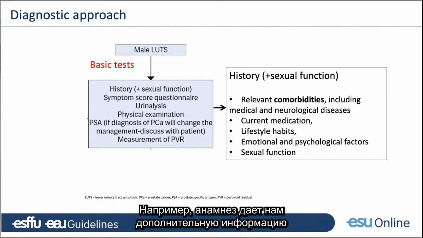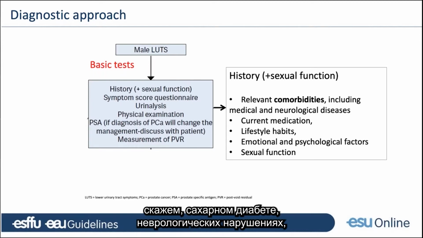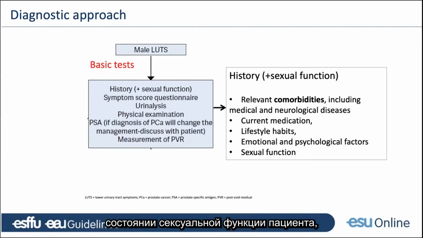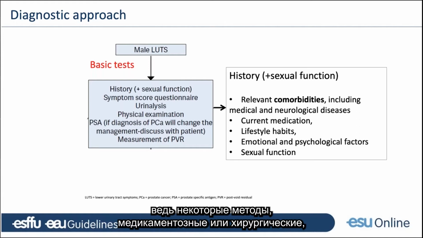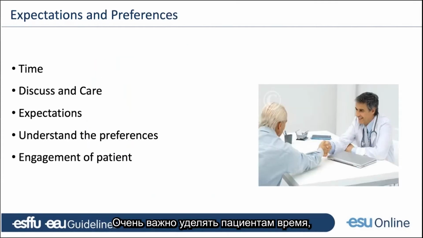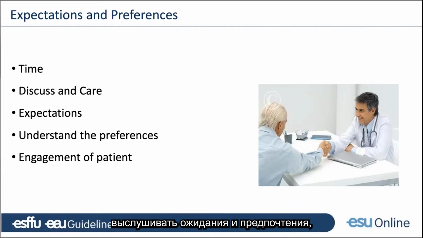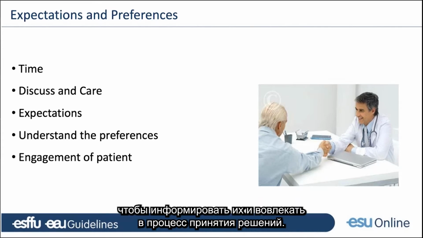For example, from history, we can have additional information regarding comorbidities like diabetes mellitus, neurological diseases, but also information about the current medication of our patient, lifestyle habits, emotional and psychological factors, and the baseline sexual function status of the patient, because some of the treatments, medical or surgical, can affect the sexual function of our patients. It is very important to dedicate time and discuss with our patients and show how much we care about them, to understand the expectations and the preferences of the patients, to inform them and also engage them in the decision-making process.